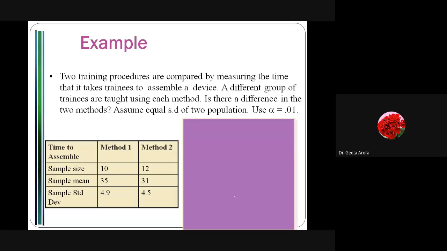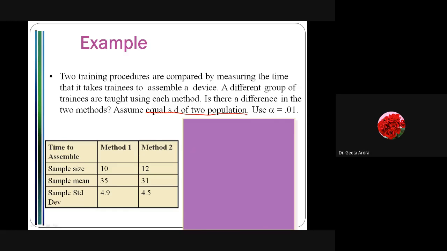Here we are talking about the different procedures we use to assemble a device. We are looking at two procedures being used to assemble a device, and we want to find out whether there is any difference in the two methods regarding time or not. Correct? And we have assumed equal standard deviation of the two populations. So here we are working with the trainees and the two procedures. Let's see what is given to us.